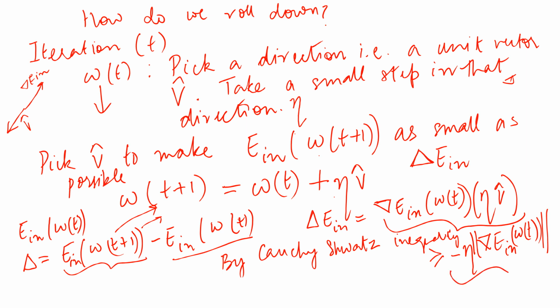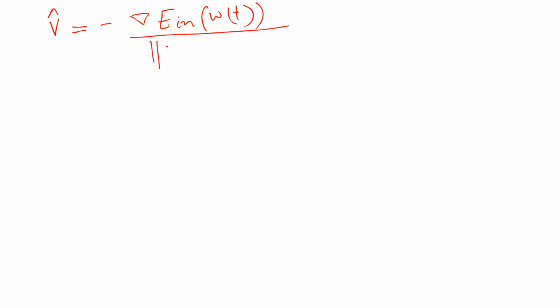And by using this inequality, both of these terms become equal, the equality is attained, when this V hat is equal to minus the gradient of E_in at the weights at iteration t over the norm of the gradient of E_in. And you can see that, right? That's the only thing that gets cancelled out.